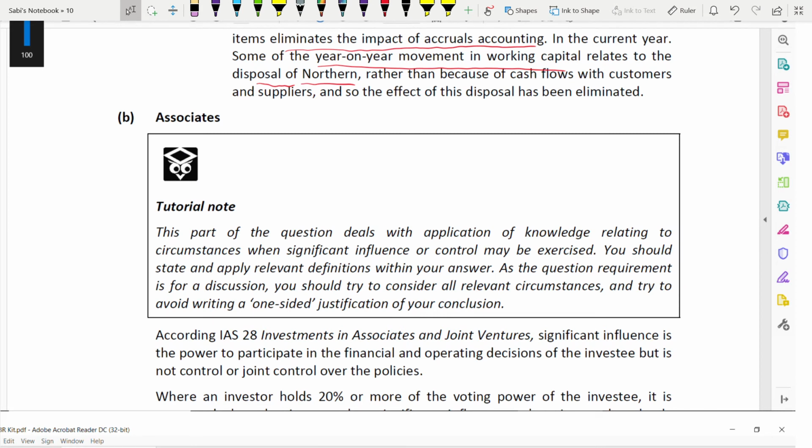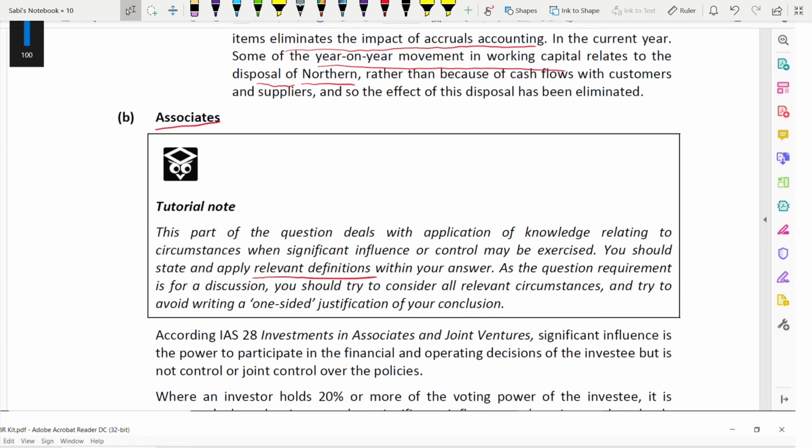So here the main topic is associate, so write it down. This part of the question deals with the application of knowledge relating to circumstances when significant influence and control may be exercised. You should state and apply relevant definitions within your answer. Relevant definitions have to be there.